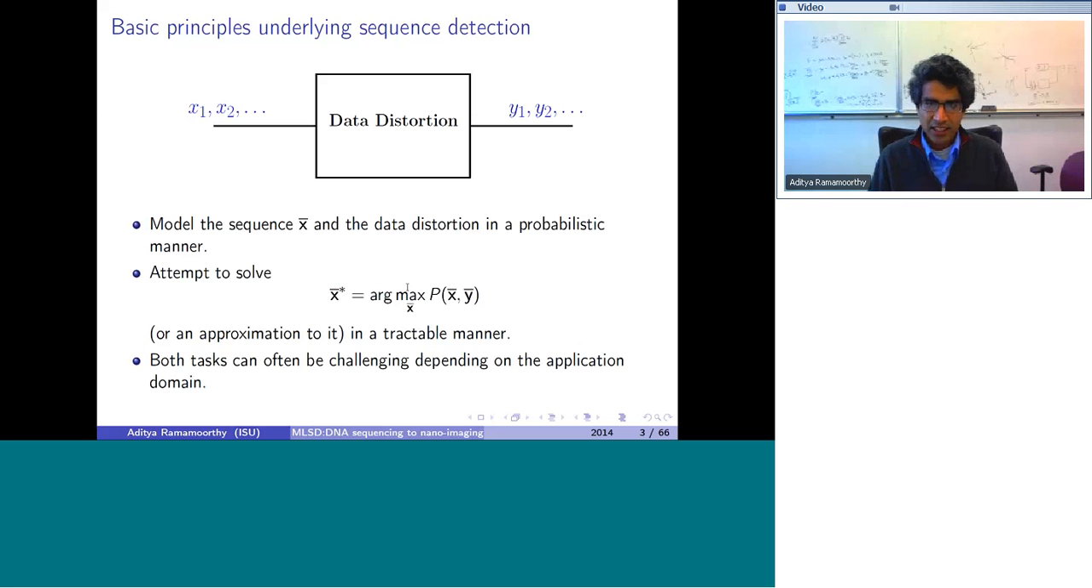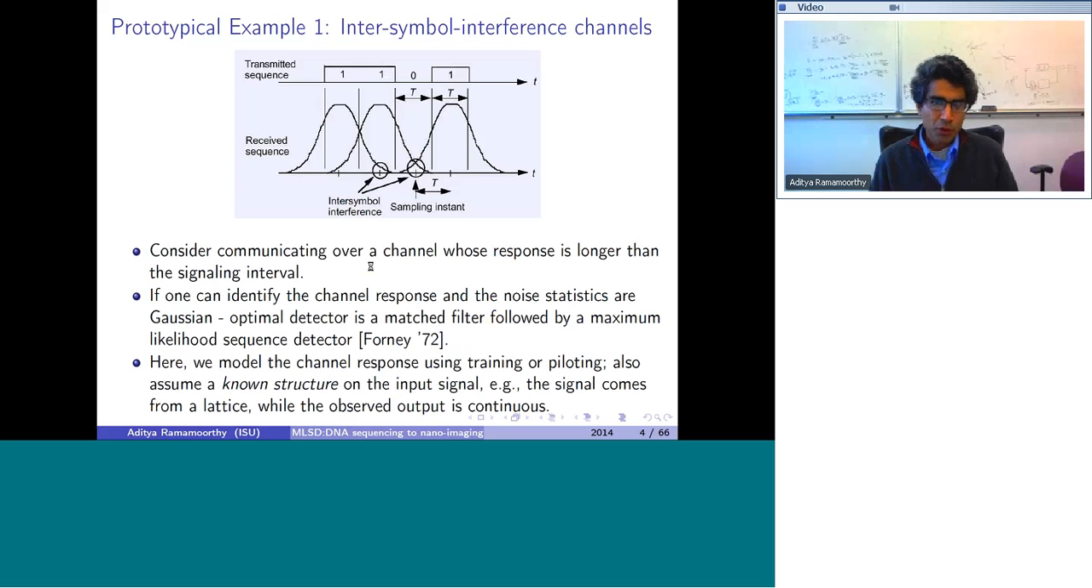Now, I would like to say that ML sequence detection means different things to different people. In some fields, we say that we are trying to maximize the conditional likelihood of observing Y given X. But for this talk, I'm going to say that it's the joint likelihood, the joint probability of X and Y. And depending on the application domain, both these tasks can be challenging. So what are some prototypical examples?